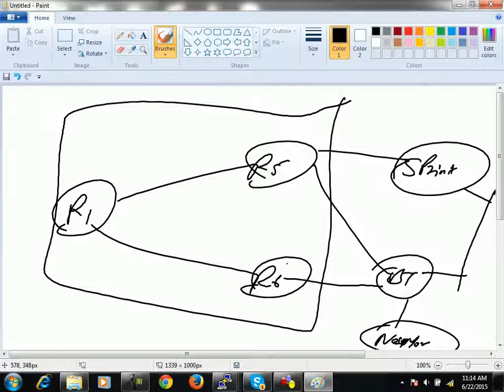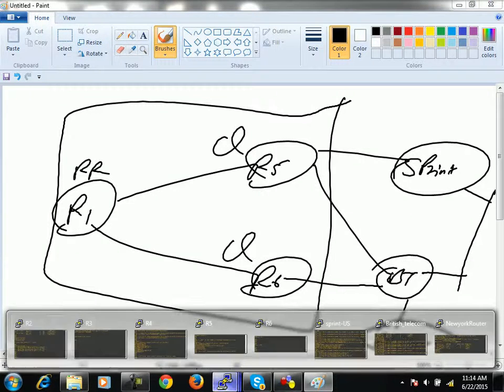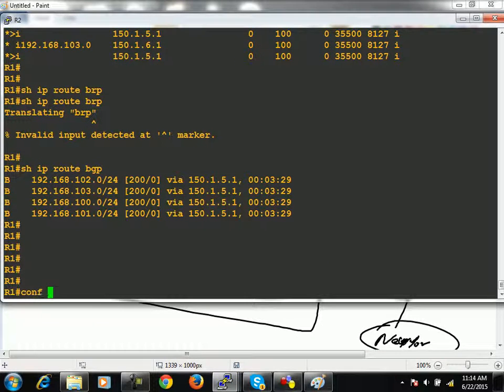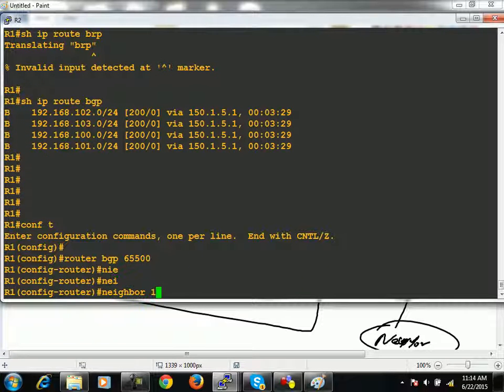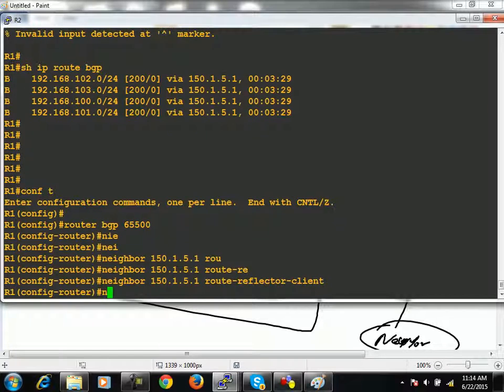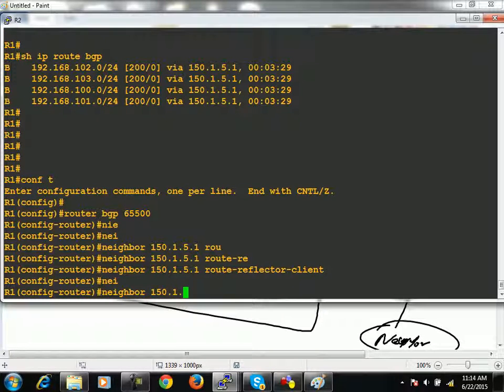You can configure this R1 as route reflector. So you do one thing, configure this R1 as route reflector and configure this R5 and R6 as a client. So of course now route reflector can exchange prefixes in between two different clients. So do one thing, move back again on R1 and configure router BGP 65500, say neighbor 150.1.5.1 and then neighbor once again 150.1.6.1.